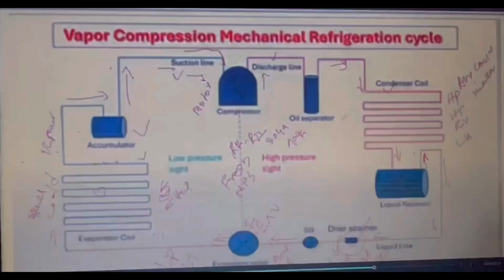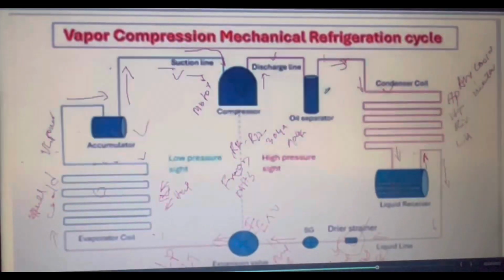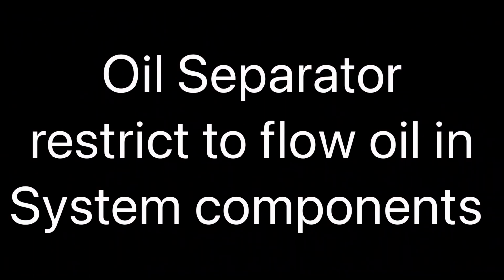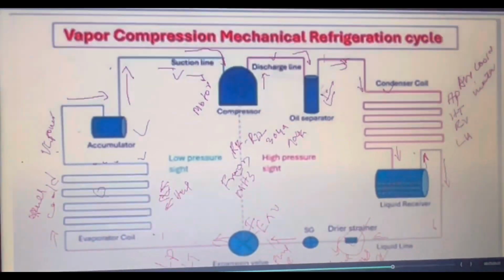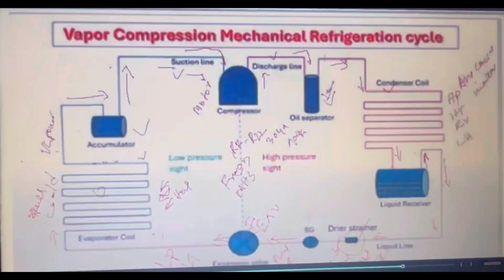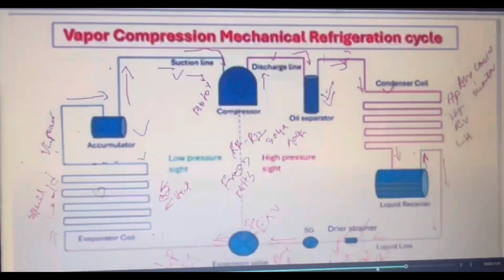Friends, I hope you understood the concept. One more thing I have to add: why is the oil separator fixed here? Because during compression, some oil also flashes out with the refrigerant, so that oil is separated in the oil separator. If the separator is not there and the oil flows into the condenser, the refrigerant will not condense properly. That's why the oil separator is fixed between the compressor and the condenser. Then it comes to the liquid receiver, which I already explained.